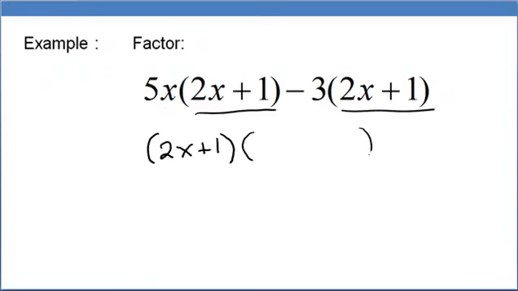And then to get back there, this was only 2 terms because terms are separated by the signs. So our GCF is on the outside. To get back there for the first term, we have the 2x plus 1. We're missing the 5x. And for the second term, we have the 2x plus 1 on the outside. We're missing the minus 3.